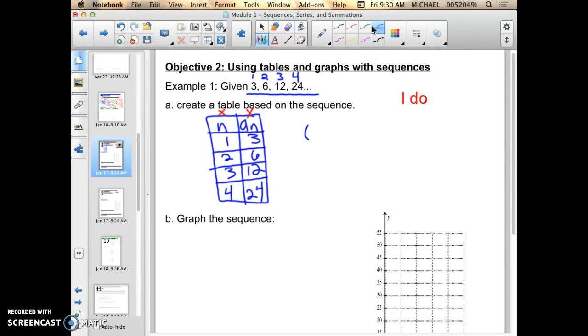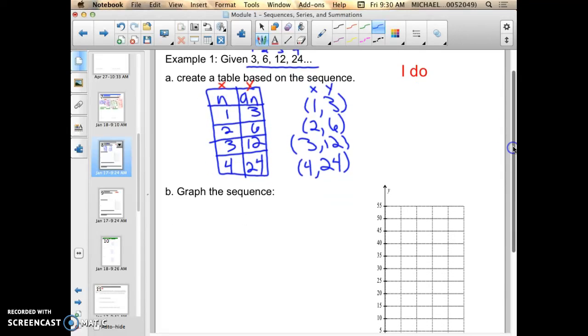I can consider all of these a plotted point as well: 1, 3; 2, 6; 3, 12; and 4, 24, where this is my x value and this is my y value for all the points. Again, this is just helping me think about graphing this sequence. You might not have all of these tools at your command on a test, but if you just remember to form a table, like I did in step A, and consider the table to be plotted points, x and y values, you'd be able to graph it pretty easily.